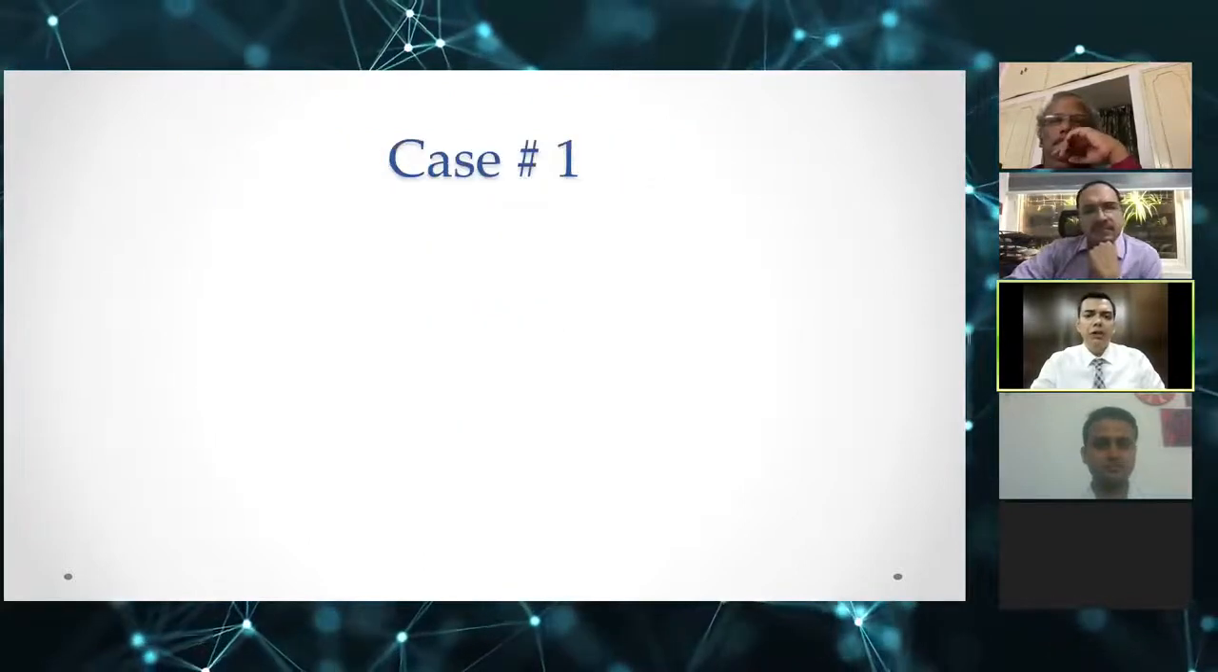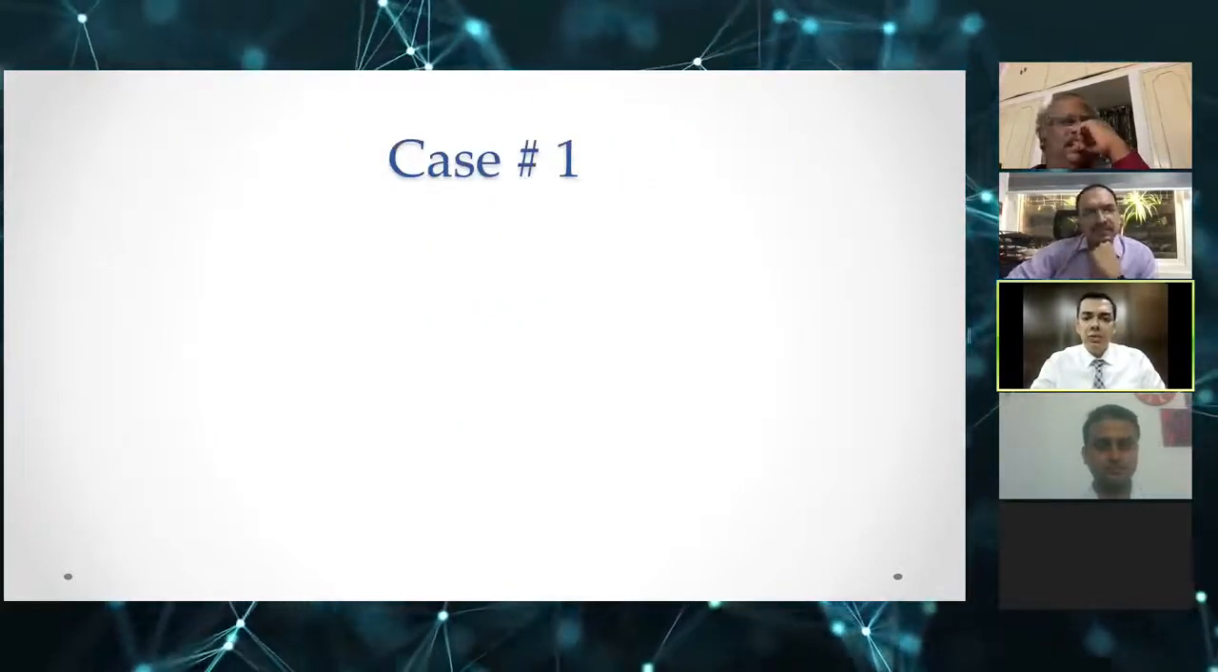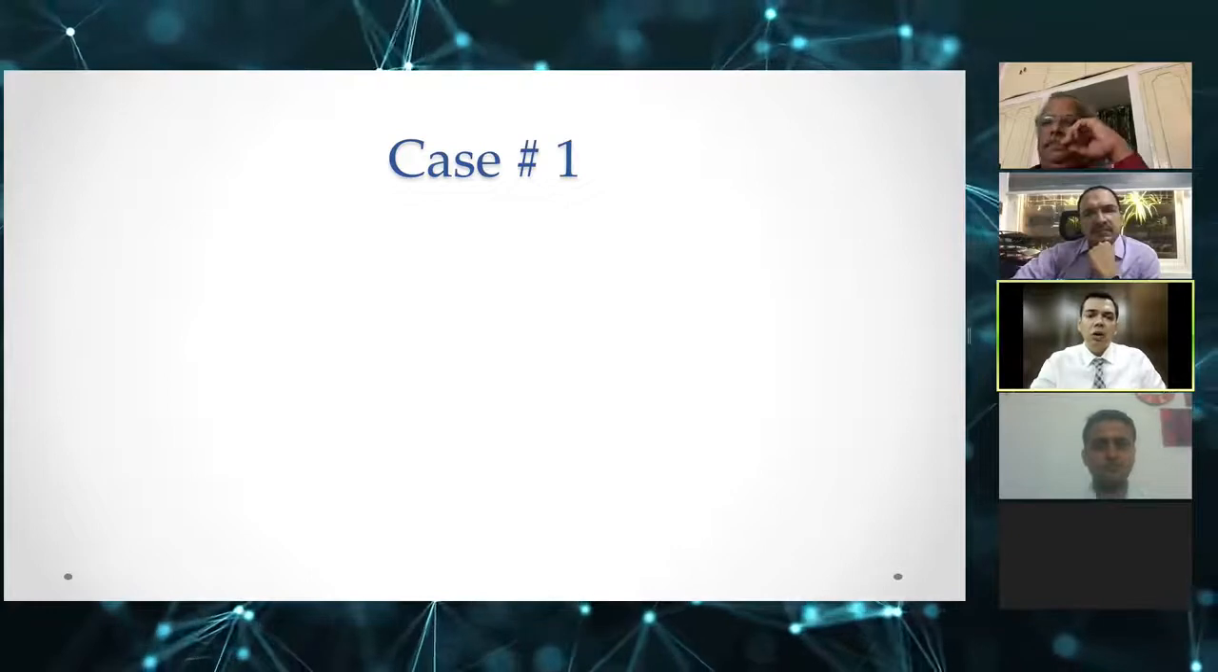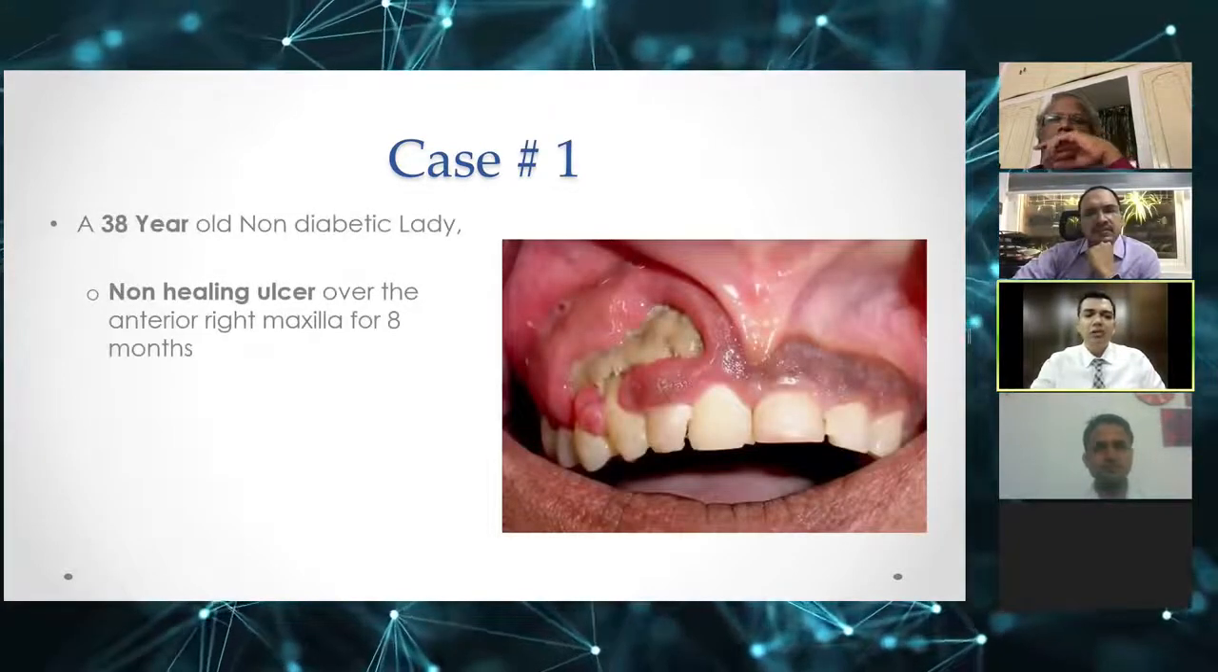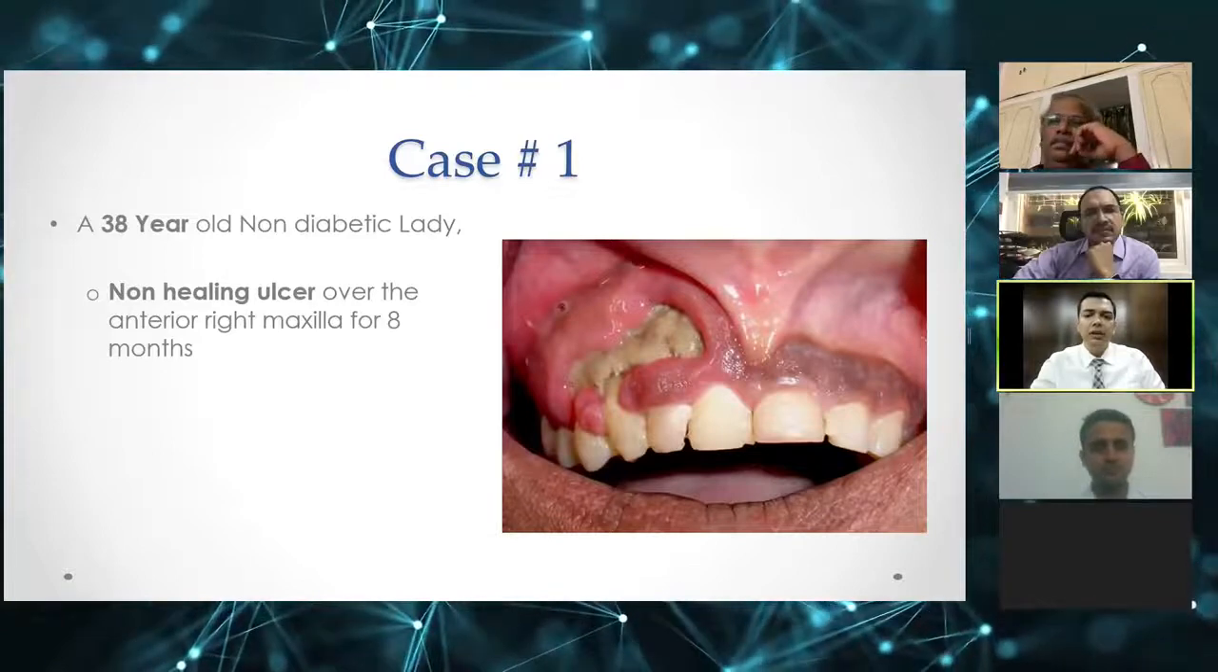So without further ado, I'll start with case number one. It is something similar to what Dr. Manikandan sir was talking about. And he beautifully described this ulcer.